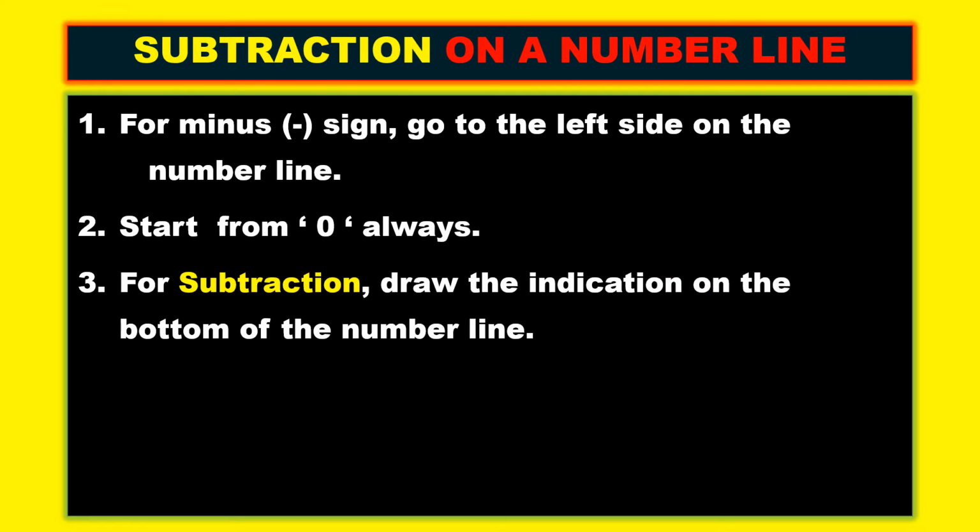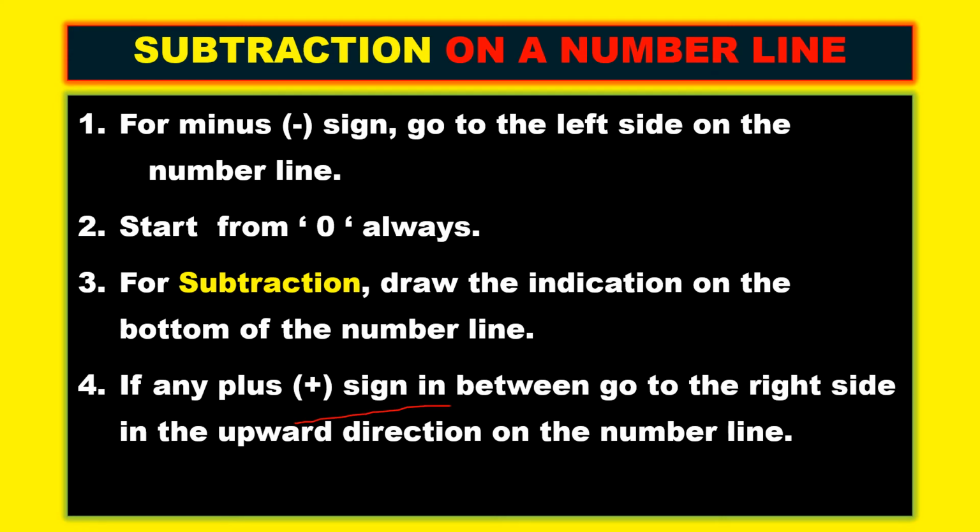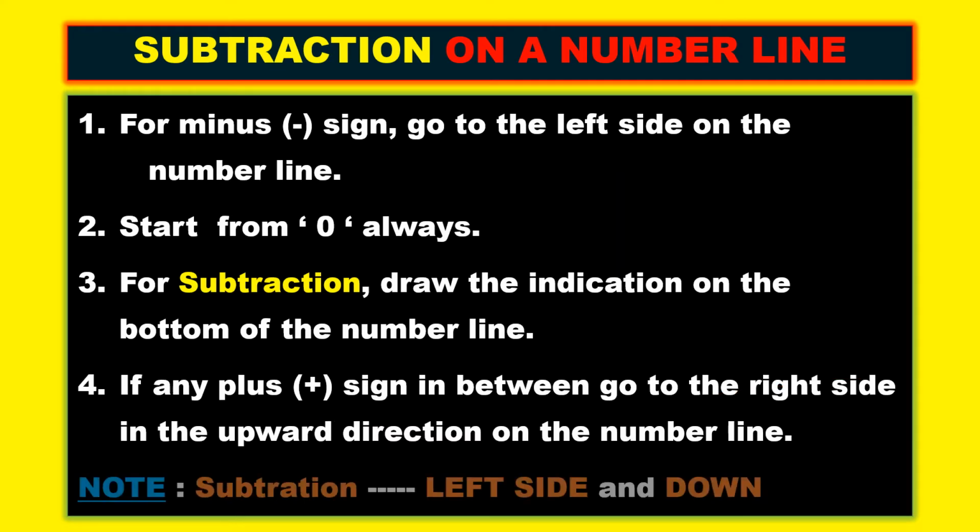Next is if any plus sign in between. Suppose my question is minus 3 plus 5, again minus 1. Here plus means you should indicate top and right side, minus means you should indicate bottom and left side. Clear? So if any plus sign in between, you should indicate right side. Subtraction left side and down. This is what you should remember so that you will not be confused. Go to the left side and start from 0 always and indicate bottom.